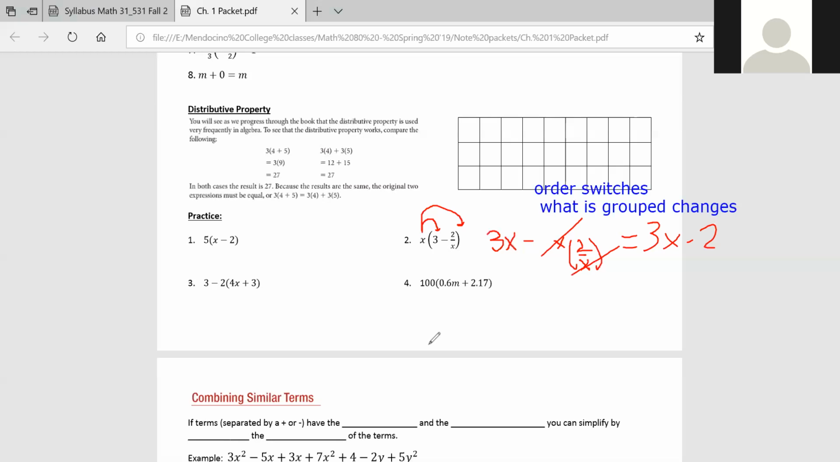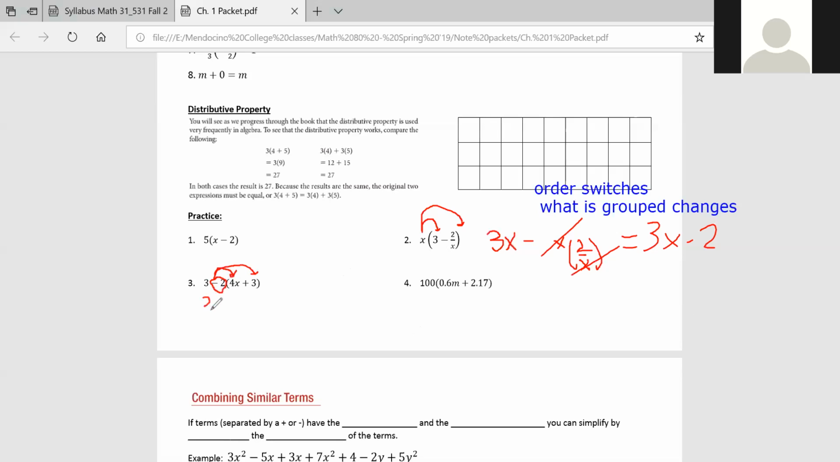So number 3, the reason I put this in here is because there is distributive, but it's important to recognize that the negative, it says 3 minus 2, but really it's 3 plus a negative 2. So this negative is part of the 2, and so it gets distributed as well. A lot of times people forget to distribute the negative. So always take the sign with your numbers.